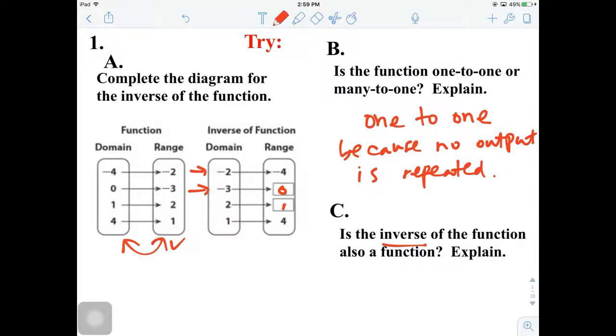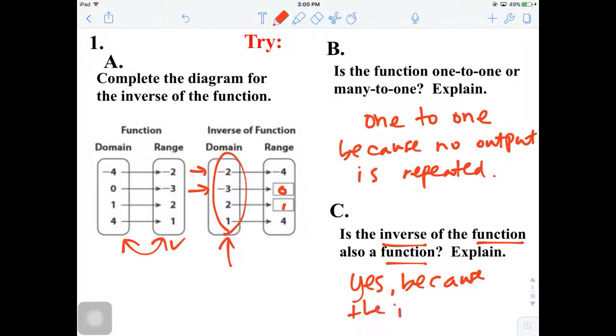And C: is the inverse of the function also a function? If we look at the inverse of the function, we would look at the x, the domain. Remember, in order for a relation to be a function, the input, or domain, cannot be repeated. So if we look at this list of numbers, none of it is repeated. So therefore, yes, the inverse is a function because the input is not repeated.